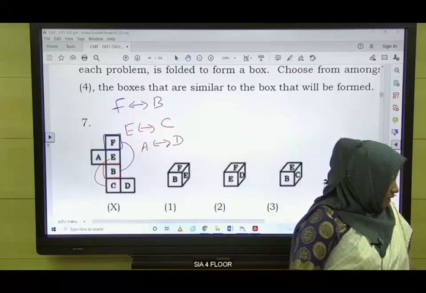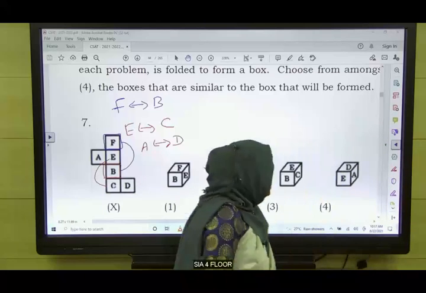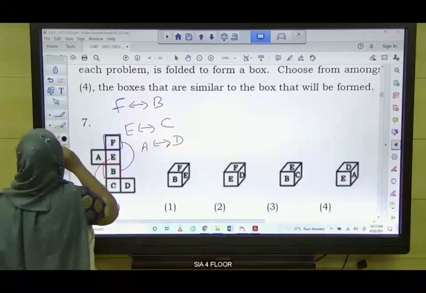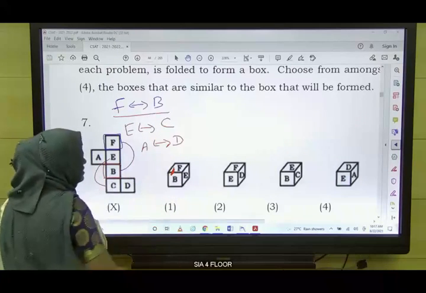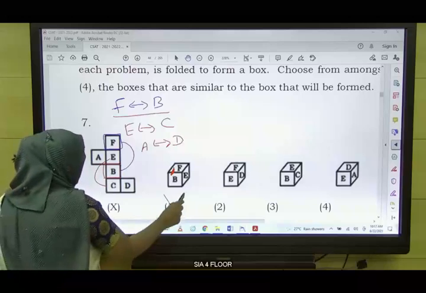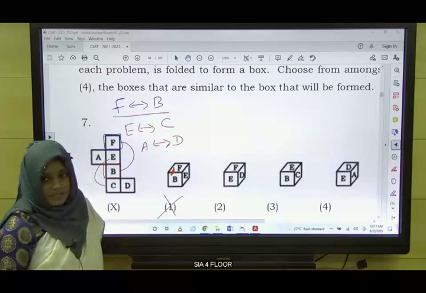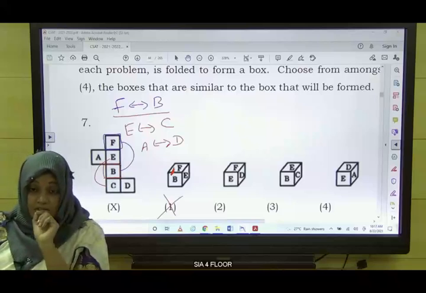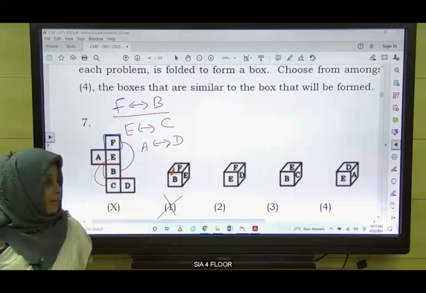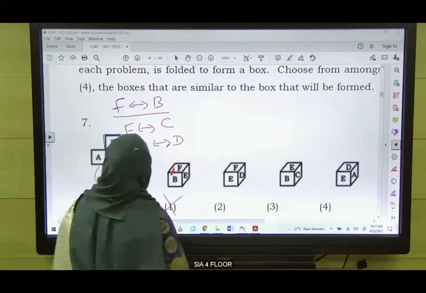Wrong. Yes, wrong, because you can see this F and B are connected here, but we know that F and B are opposite phases. So this dice is a wrong dice because B and F are opposite phases and there it's connected. So the dice 1 is not possible. So eliminated.